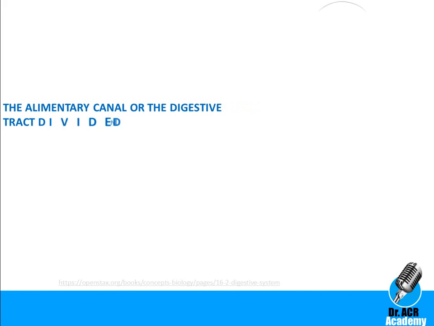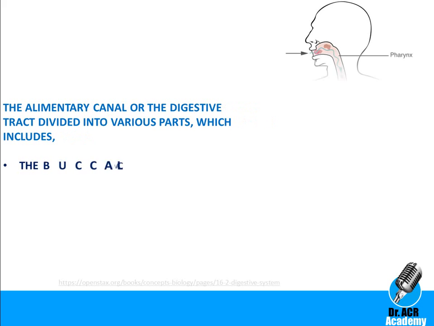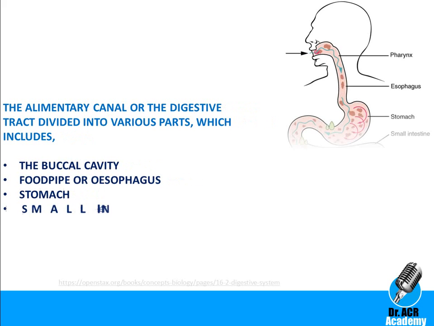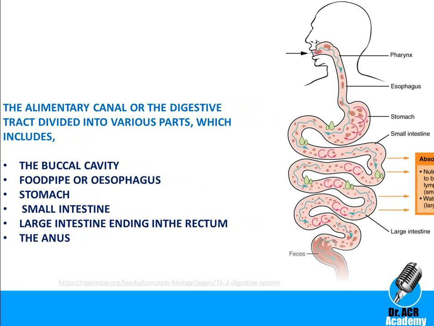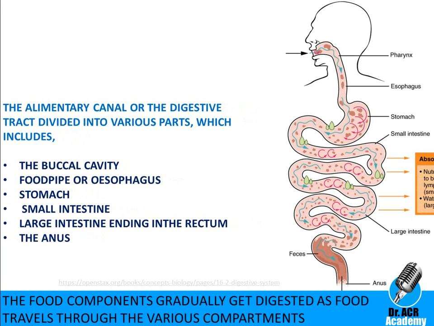The alimentary canal or the digestive tract is divided into various parts, which include the buccal cavity, food pipe or esophagus, stomach, small intestine, large intestine, ending with the rectum and the anus. The food components gradually get digested as food travels through the various components.